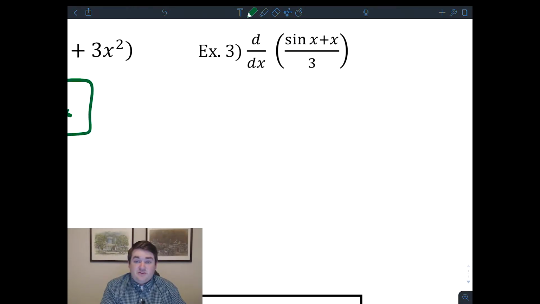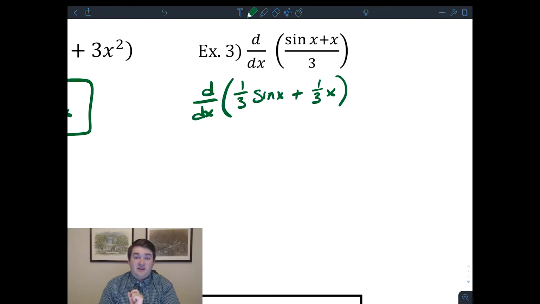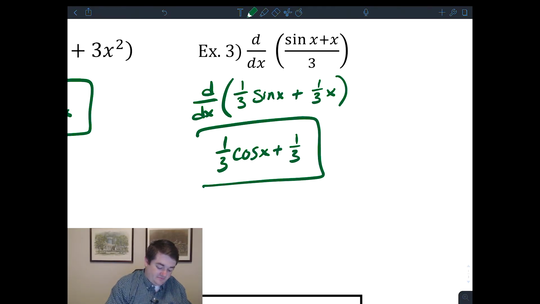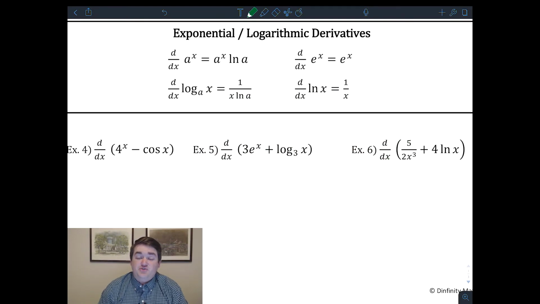Example 3, take the derivative of sine x plus x all over 3. Again, we're not equipped to handle fractions yet, so what I need to do is rewrite this in a way that's easier for me to work with. I'm going to take sine x plus x over 3 and split that into 2 fractions. And now that I've written it this way, the derivative comes naturally. The derivative of 1/3 sine x is 1/3 cosine x, plus the derivative of 1/3 x is just 1/3. That about does it for our new trig derivatives.